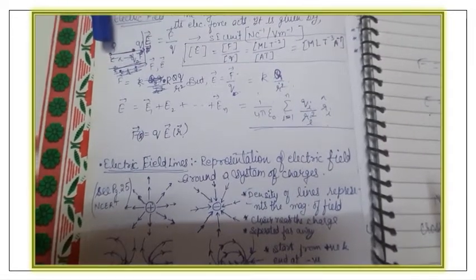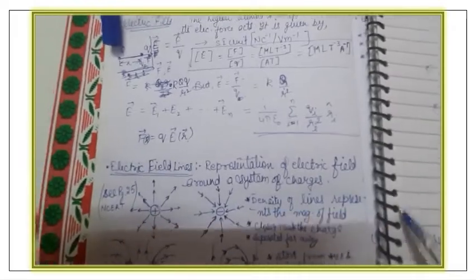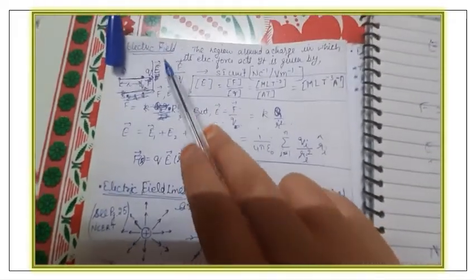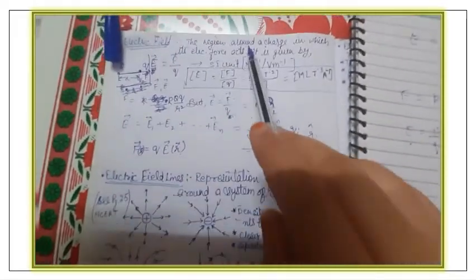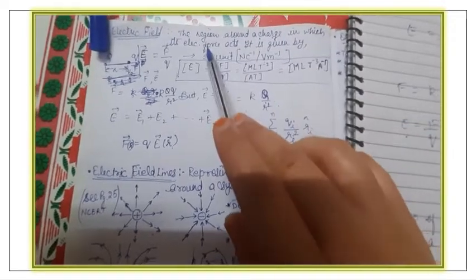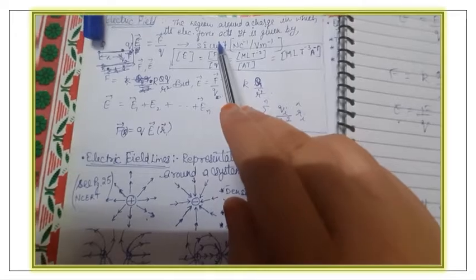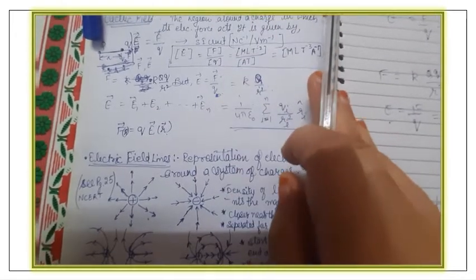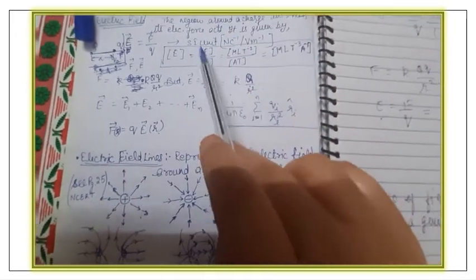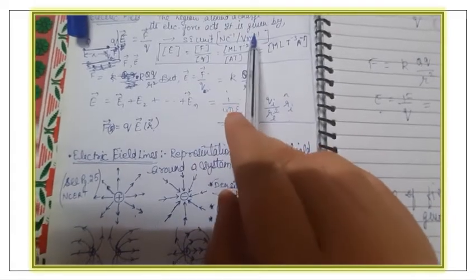Good morning, everyone. Today we are going to study the concept of electric field. Electric field is the region around a charge in which its electric force acts. That means every charge has a region around it in which its impact or its effect can be experienced. That region is known as its electric field.